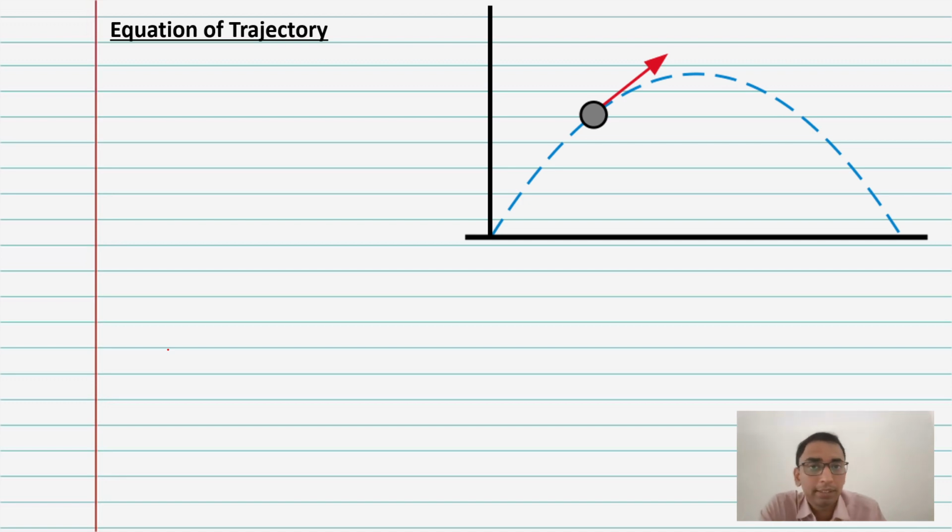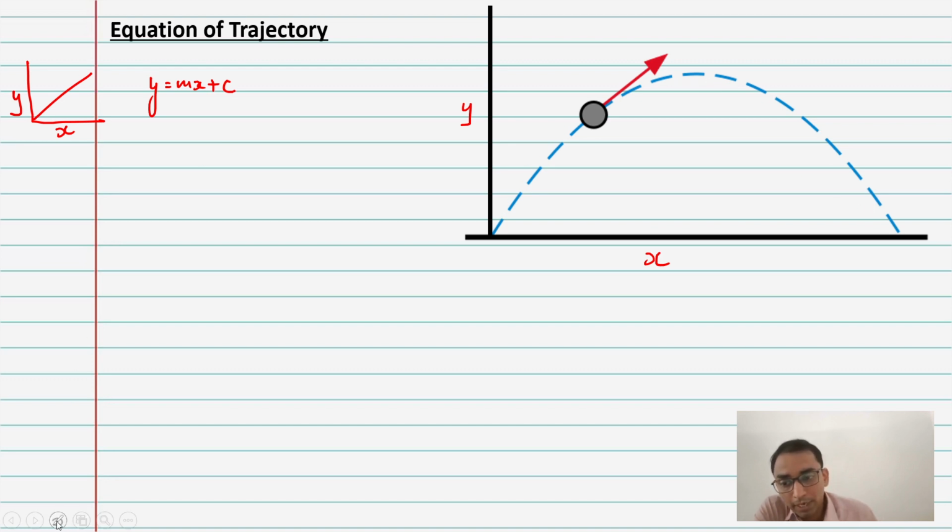Now we are going to find the equation of trajectory. That means we need to prove that this entire path is parabolic, and the y against x graph is parabolic in nature. The entire path is not a straight line. For a straight line, the graph of y versus x is y equal to mx plus c. So we need to prove mathematically that this is not a straight line graph of y and x. What is y and what is x, I'll discuss. First of all, we know that s is equal to ut plus half at square.